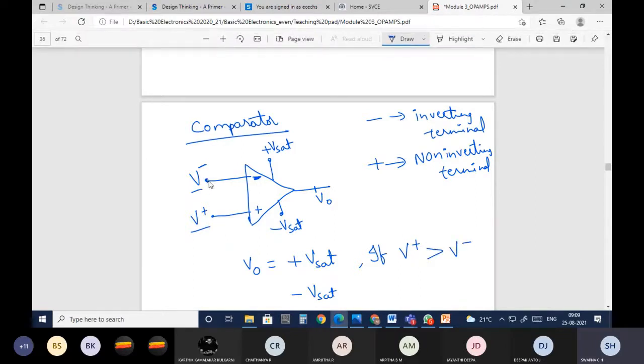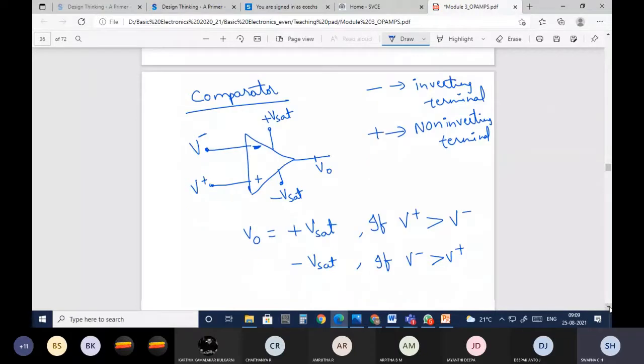Here we are just applying the input voltages V minus and V plus, and based on those I'll get the output voltage. When will I get plus Vsat? If V plus is greater than V minus, I'll get the output as plus Vsat. When will I get minus Vsat? If V minus is greater than V plus, then I'll get minus Vsat. This is what happens in the comparator.